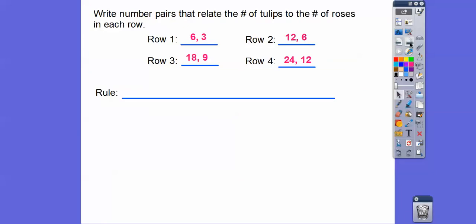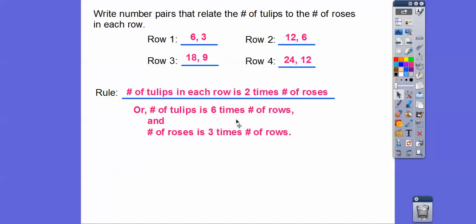Okay, so what's the rule right here? Well, can you see? The number of tulips is twice the number of the roses. Okay, so the number of tulips in each row is 2 times the number of roses. And then here's a better method. Since we got to go all the way out to row 8, you guys, here's another way. The number of tulips is 6 times how many rows there are. Okay, or the number of roses is 3 times how many rows there are. Okay, notice this is 2 times this right here.